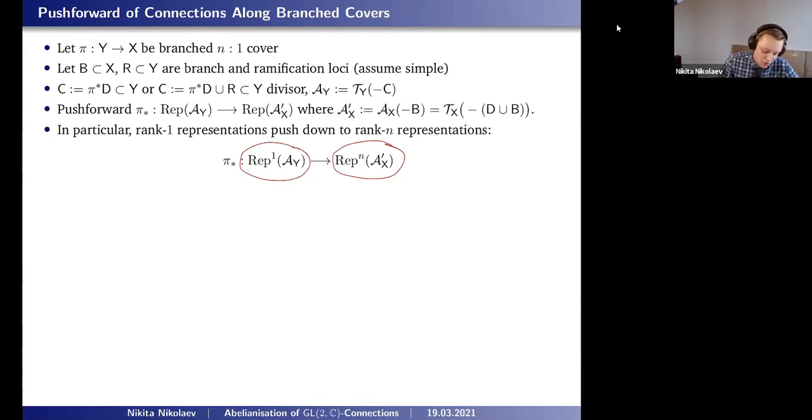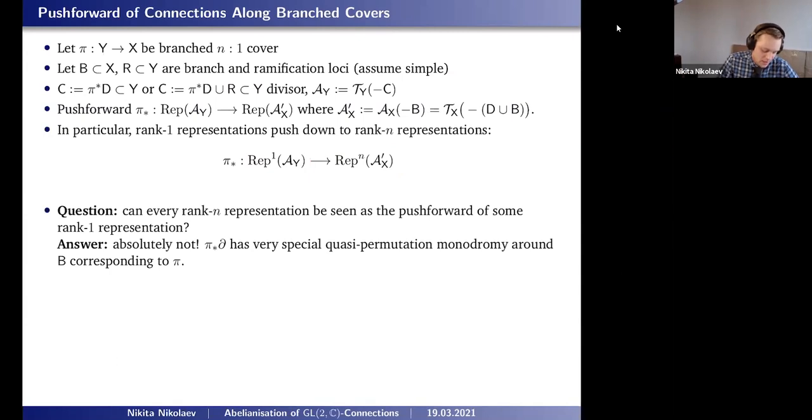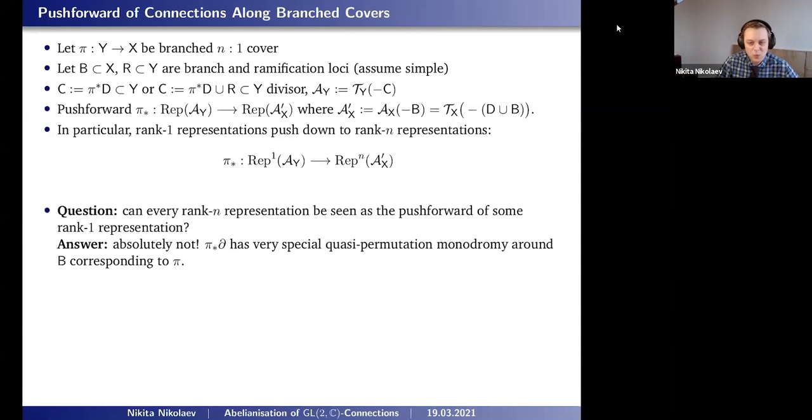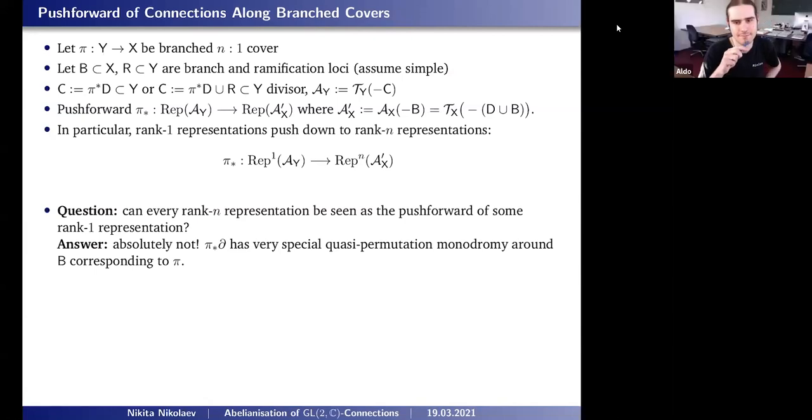So one question that you could potentially ask... Can I ask a small question? Yeah. So the ramification, the branch locus and the divisor you start with, can they have non-trivial intersection? Yeah, at this point, yes. But in a minute, I'll actually want to make sure that they're separate. But yeah, for this push forward, there's no problem if they intersect.